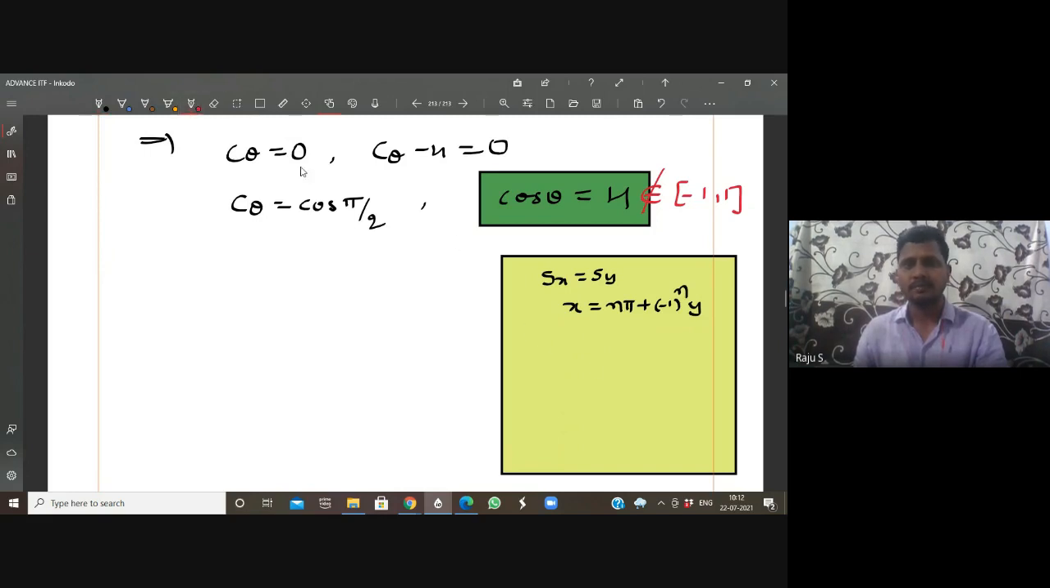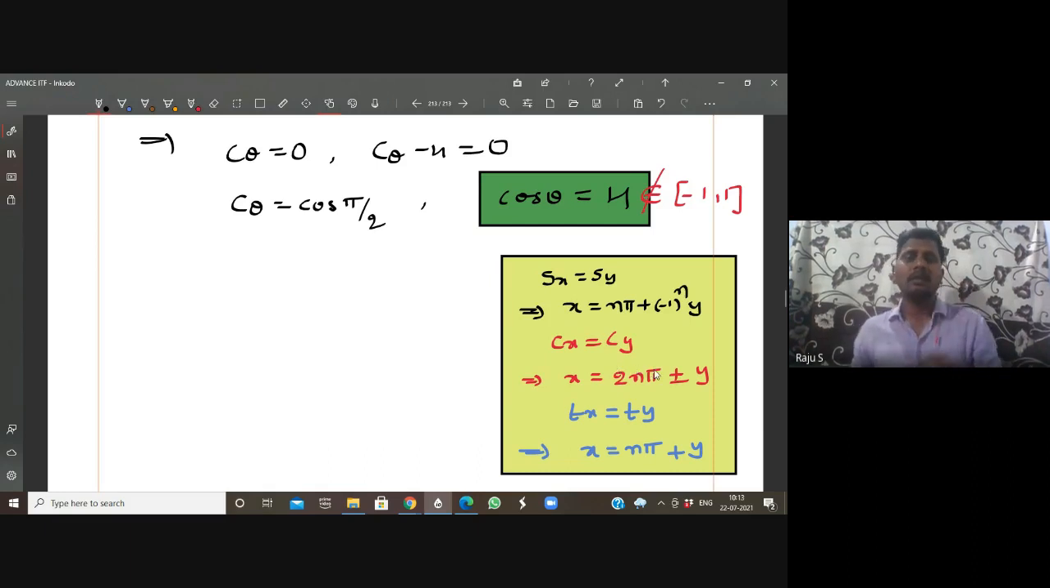Next, cos x = cos y, which implies the general solution x = 2n pi plus or minus y. And coming to tan x = tan y, which implies x = n pi + y. So you should remember these three general solutions.